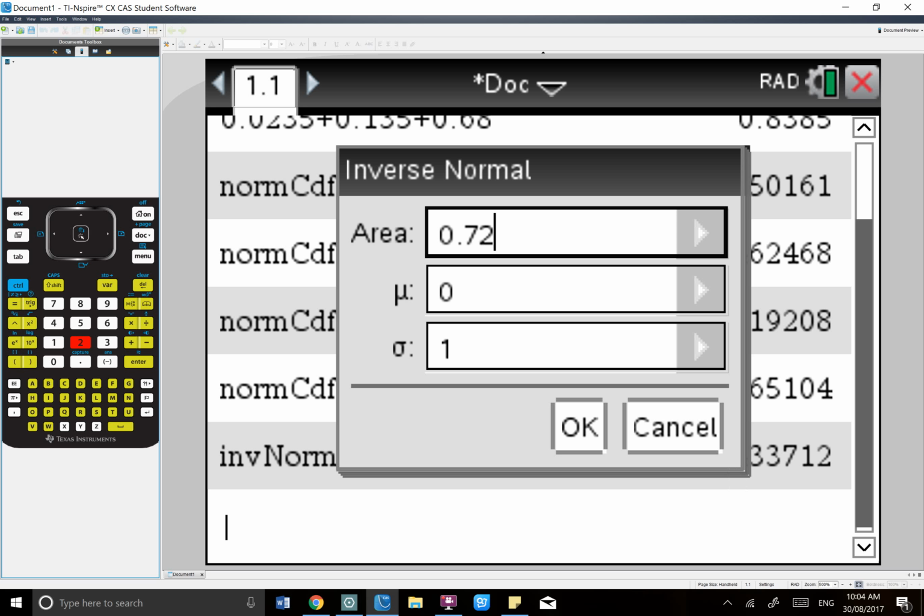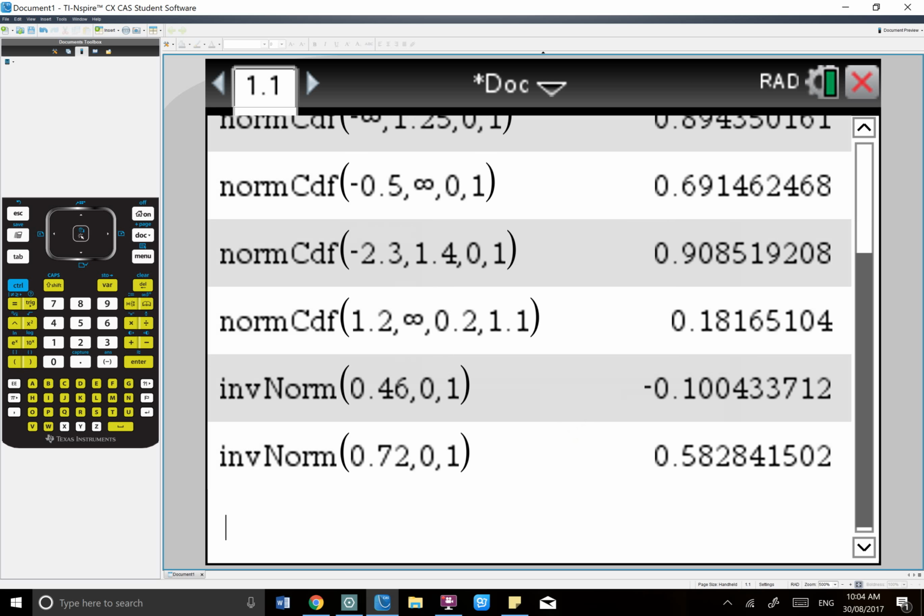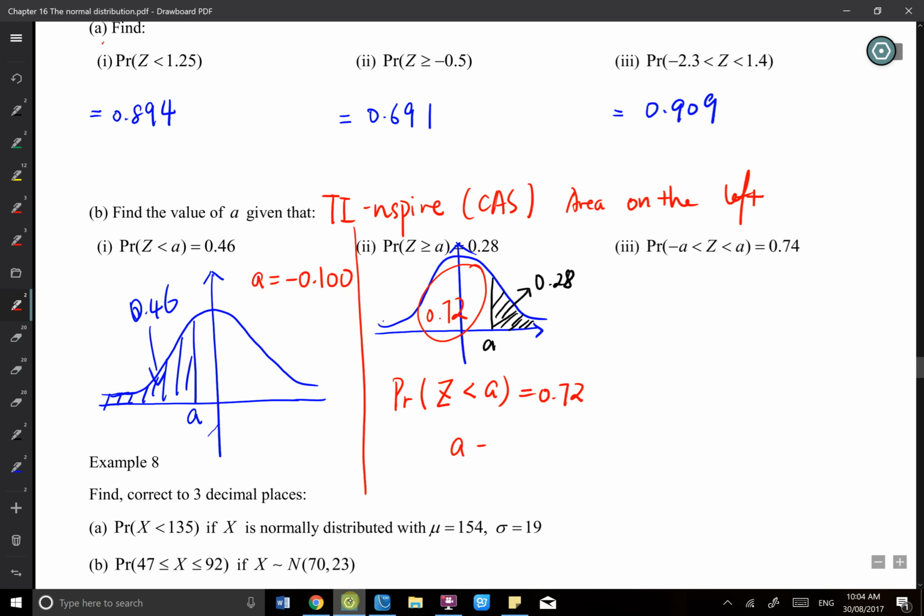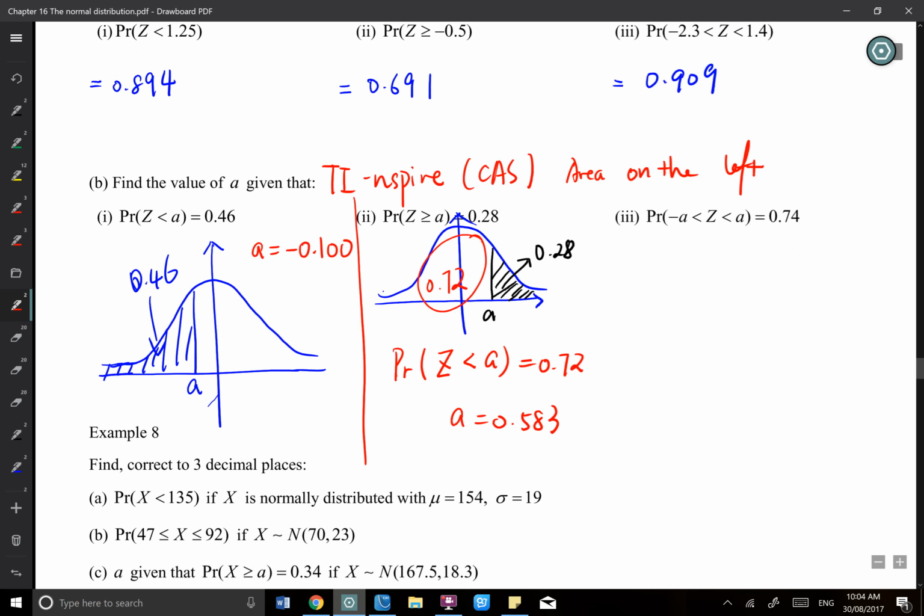So mu and standard deviation is still that. If it's not, you just change your mu and standard deviation. You press OK, you have 0.583. A is 0.583. So that is the A value. The important thing is use the area on the left. Okay, use the area on the left.